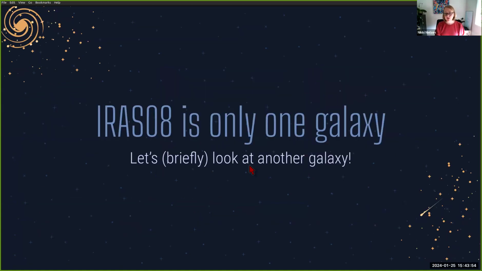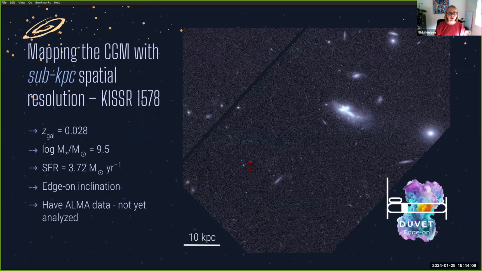All right, so just to finish up, IRSO-8 is only one galaxy. So I just wanted to highlight some very preliminary results looking at a second galaxy that we have in our Beyond DUVET survey. So this is Kisser 1578. It's actually this object right here. This is a more edge-on galaxy. It might actually be a little bit irregular, but it has a similar redshift. It's a slightly lower mass than IRSO-8.